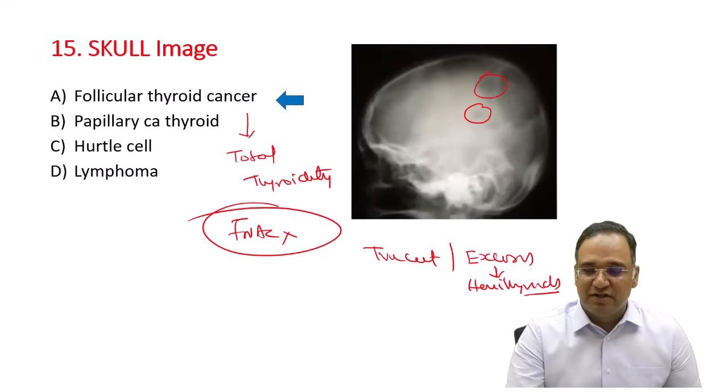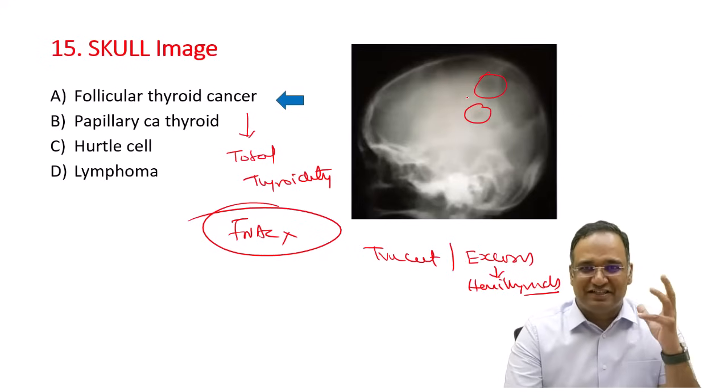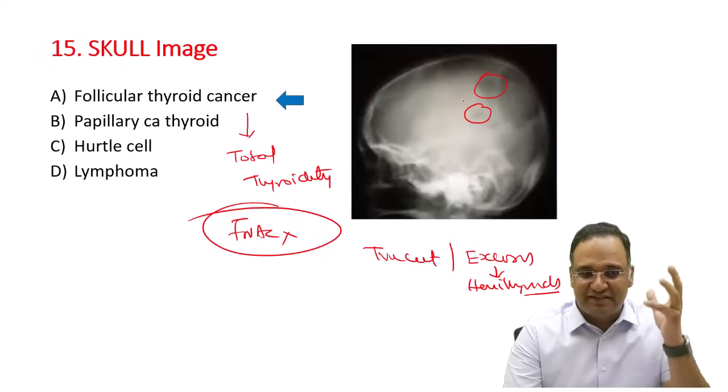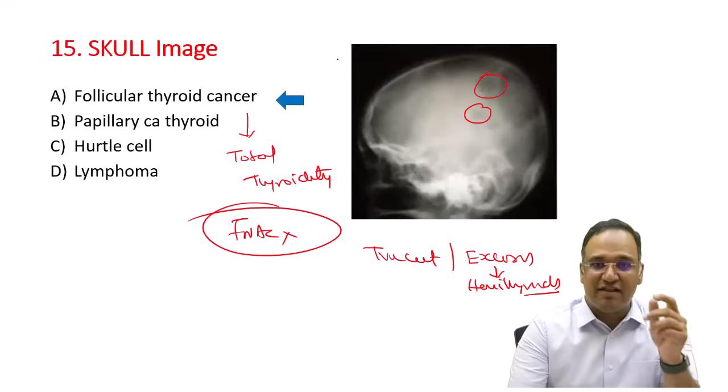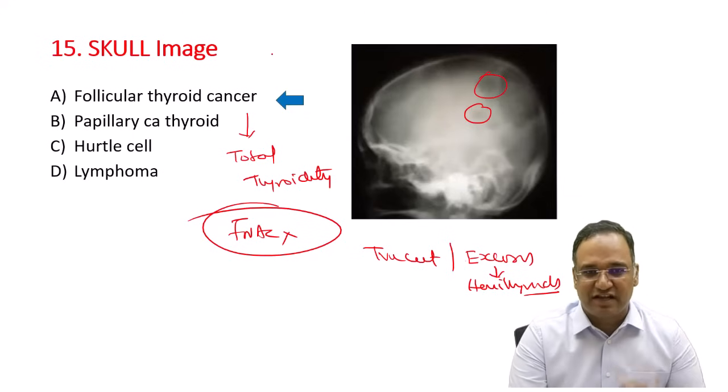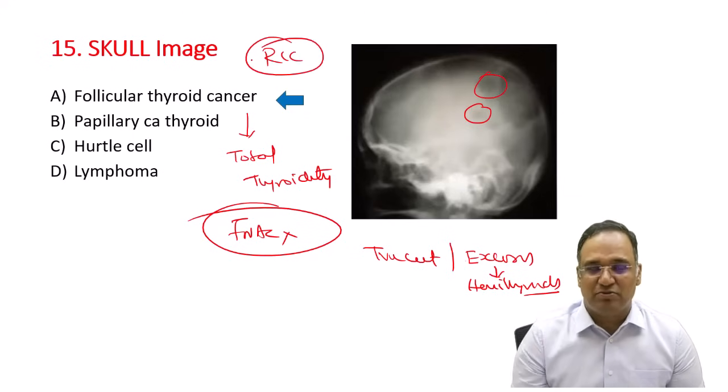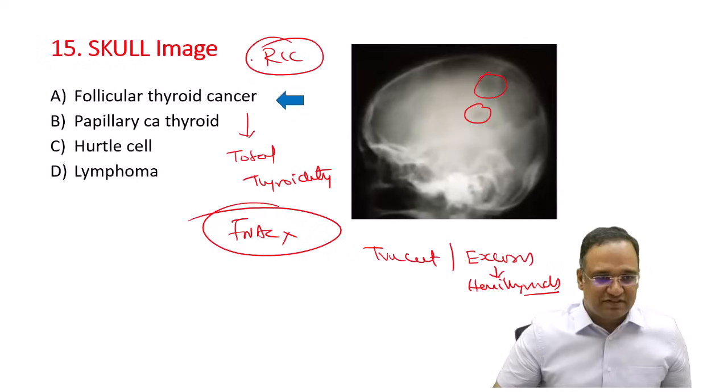Here shows multiple pulsatile secondaries in the skull. Pulsatile secondary skull is classical of follicular cancer. Yet another tumor can produce pulsatile secondary of the skull, that is called RCC. Renal cell carcinoma can also produce pulsatile secondaries of the skull and the long bones.